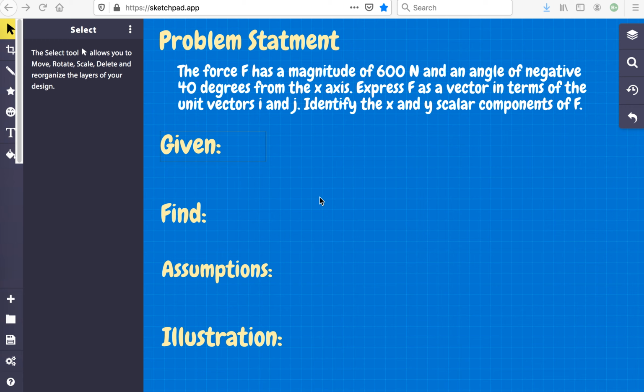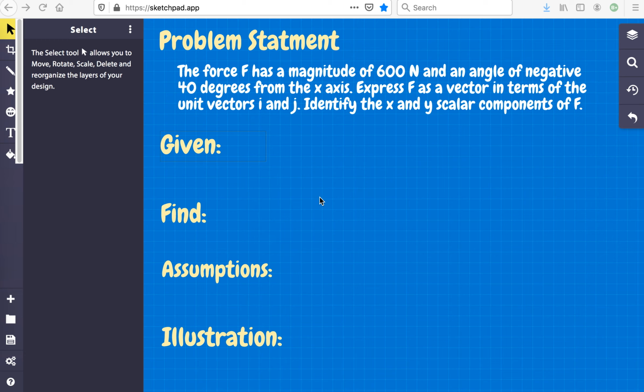This has to be read multiple times in order to gain clarity on what is being asked and what is being given. For instance, for this case, the force F, so you're already given some F, and that is the constant, and that has a magnitude of 600 newtons at an angle of negative 40 degrees. So you know that you have magnitude and now you have direction, under a certain framework you have to think about, from the x-axis. Okay, that's given a direction.